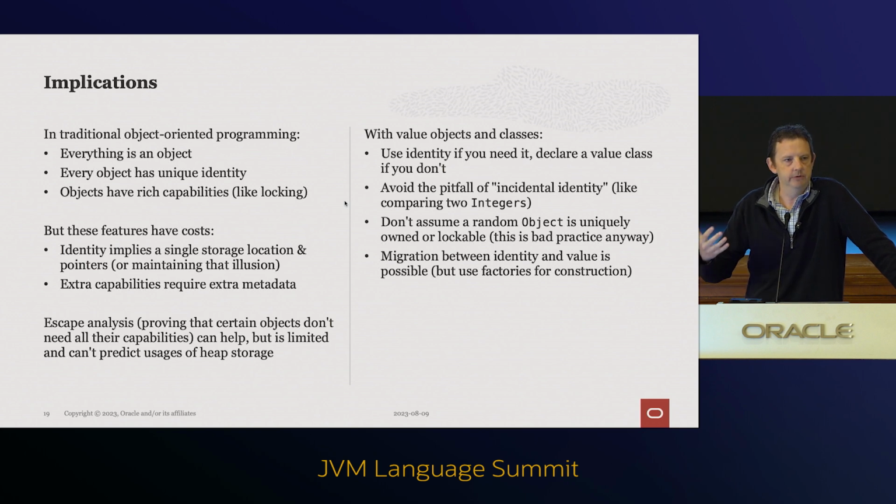And we support migration. So I mentioned things like LocalDate, even java.lang.Integer. We want to turn them into value classes. And that's in general possible as long as you don't trip over it. If you don't have a public constructor that people are relying on, then you can make that migration.